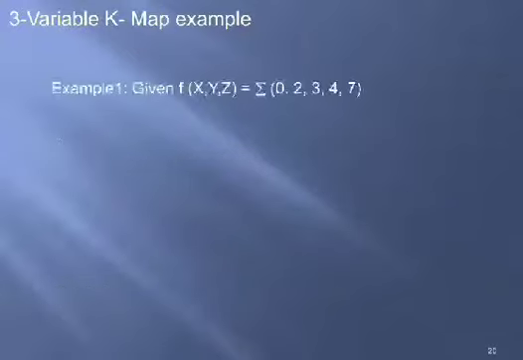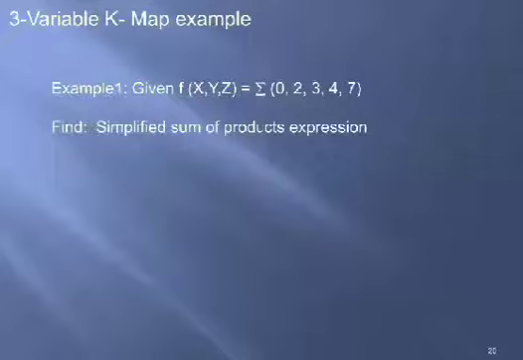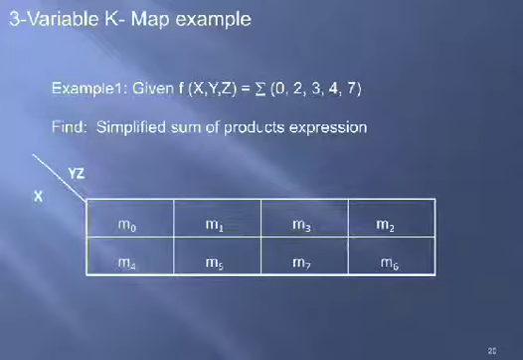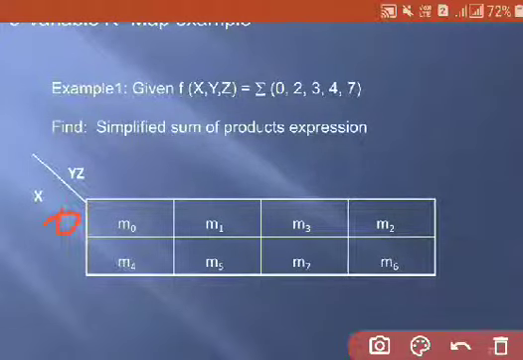We will see one more example for 3 variables. F of x, y, z is equal to summation of 0, 2, 3, 4, 7. So 0 2 3 4 7 means what? In binary, these are 0 0 0, 0 1 0, 0 1 1, 1 0 0, and 1 1 1. The cells are numbered 0 1 2 3 4 5 6 7. All these are the possible ones for a given function.